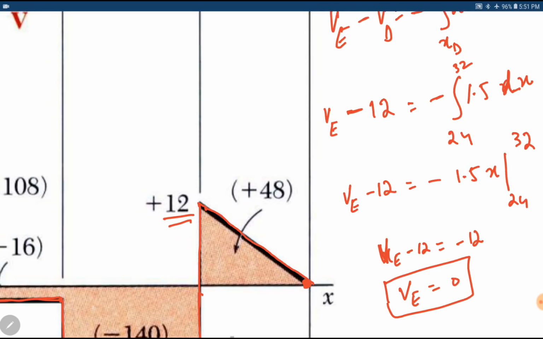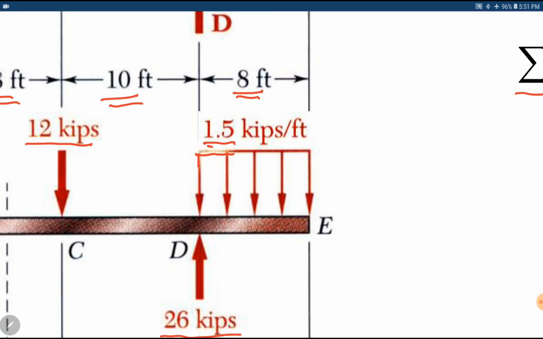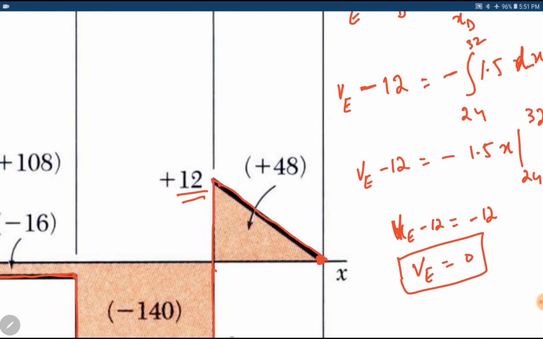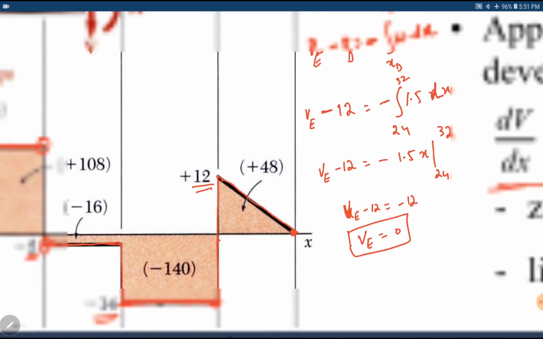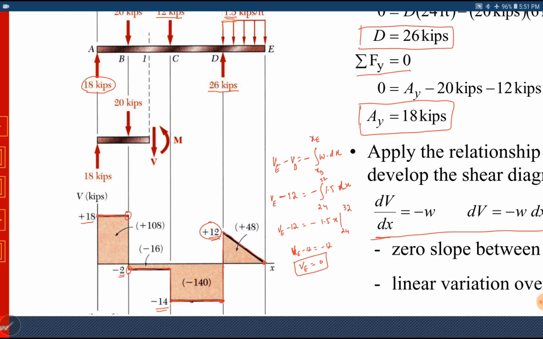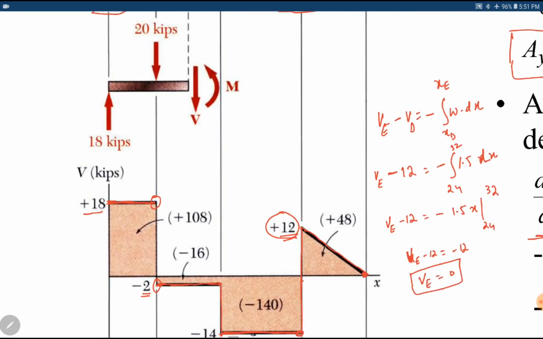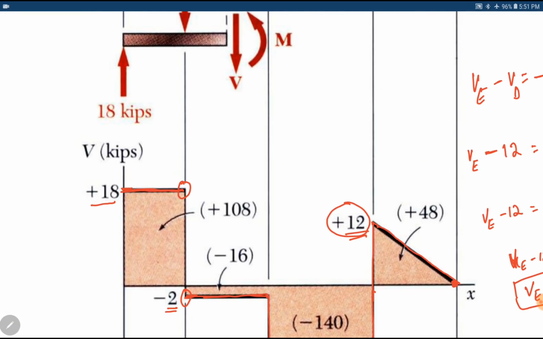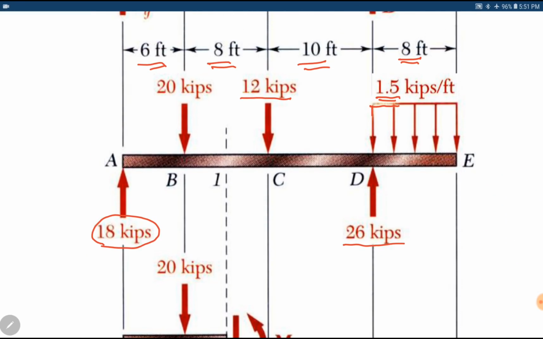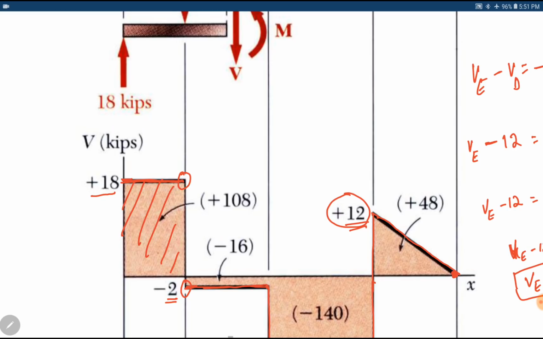Previously, I have told you that simply you can find area under this rectangle, which is 1.5 into 8 becomes 12. It is downward, so we will consider it minus 12. Adding minus 12 with the previous value, which was plus 12, it becomes 0. So this is how we draw shear force diagram. Now we have to find area under the shear force diagram to draw a bending moment diagram. Okay, this area is simply 18 multiplied by its length. Length is 6. 18 into 6 becomes 108.